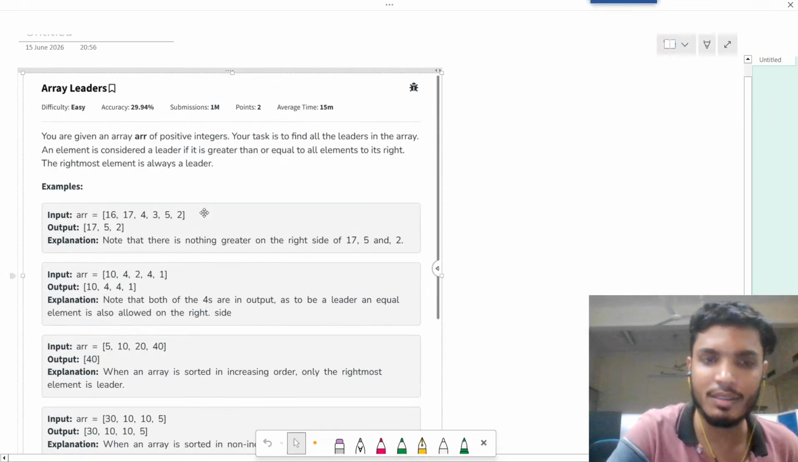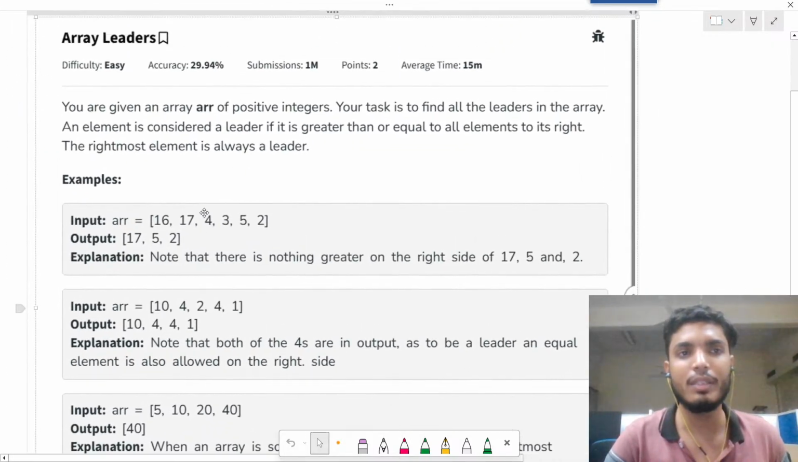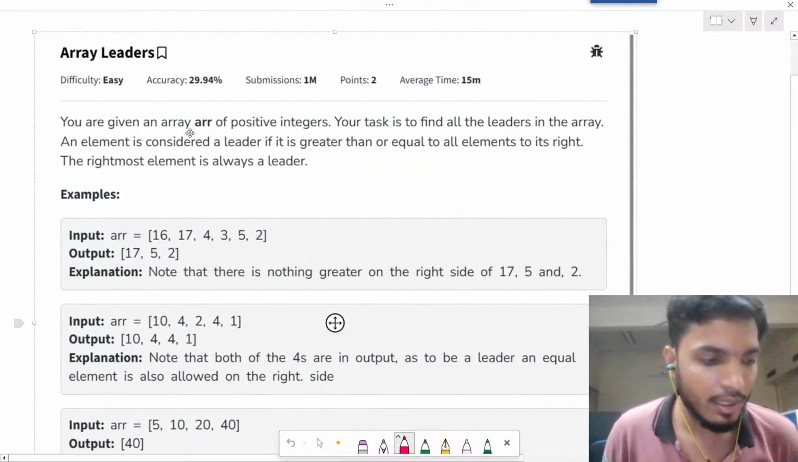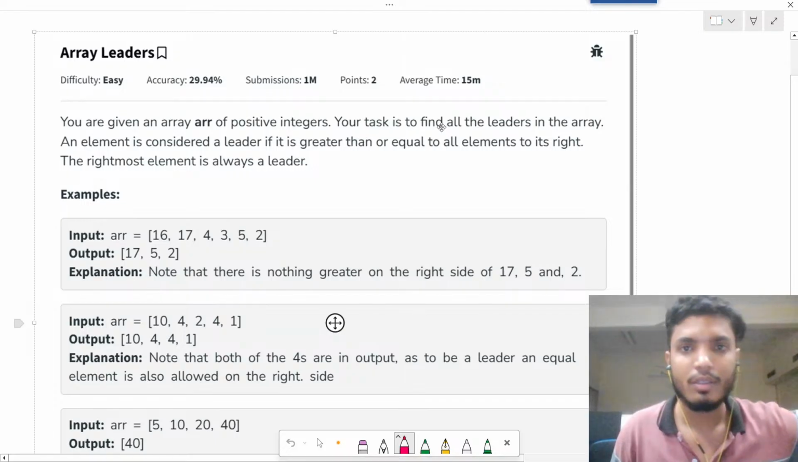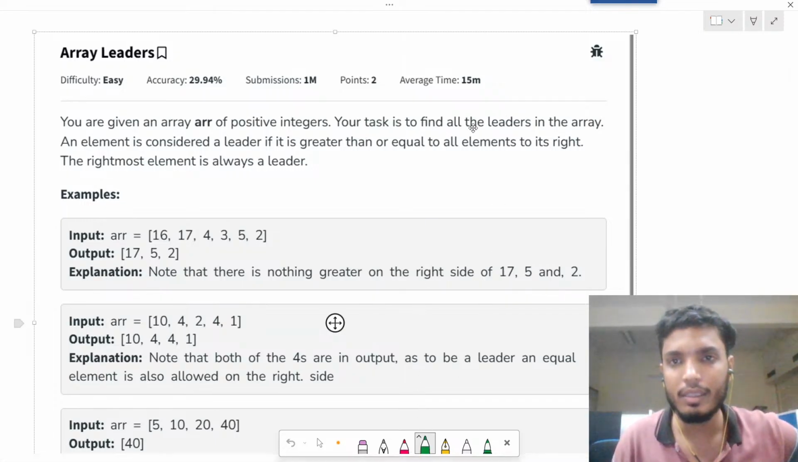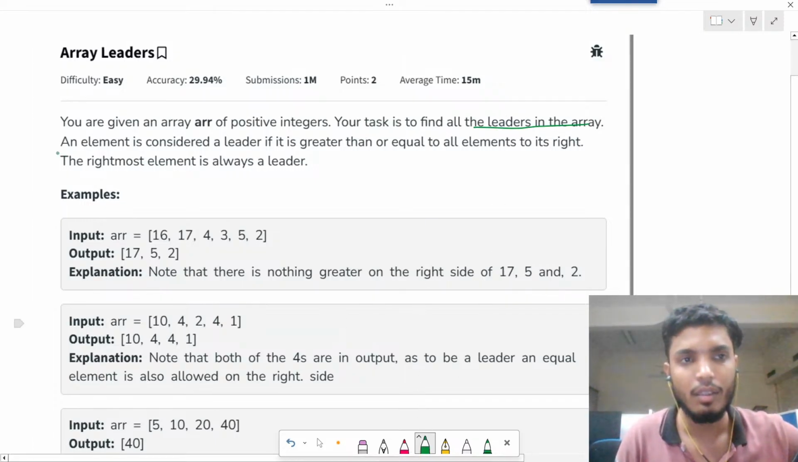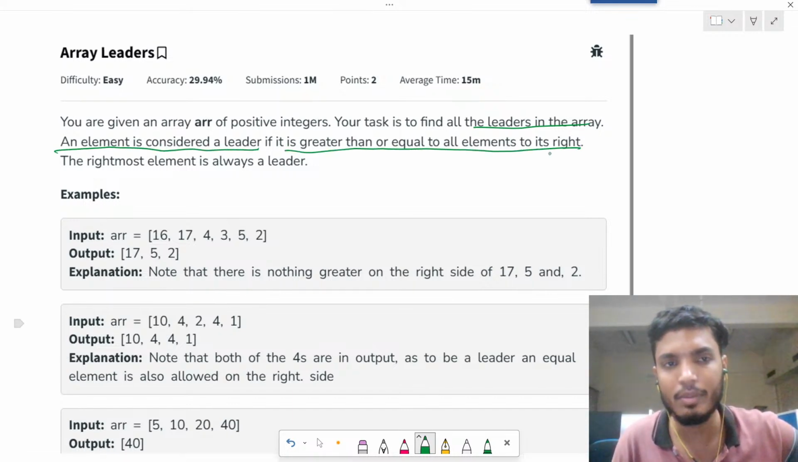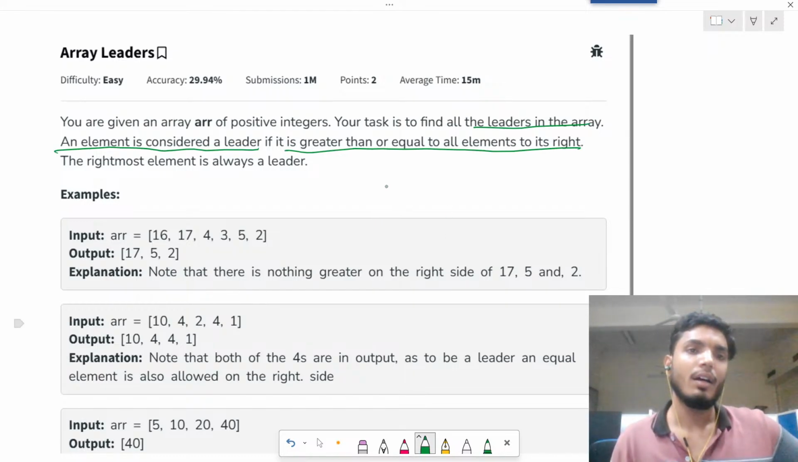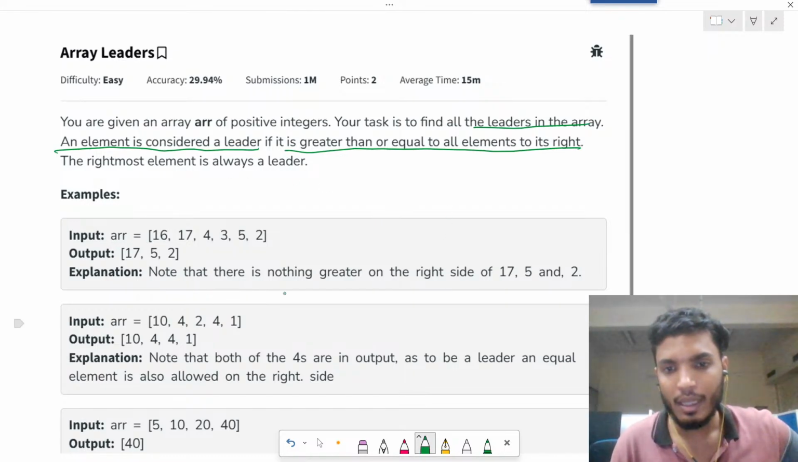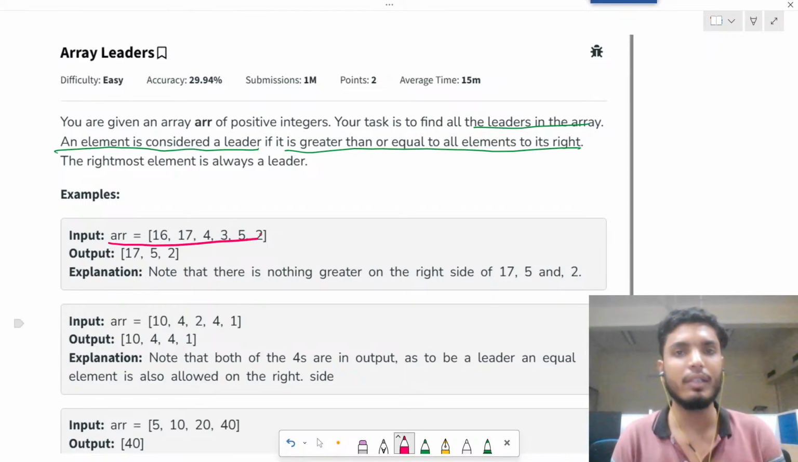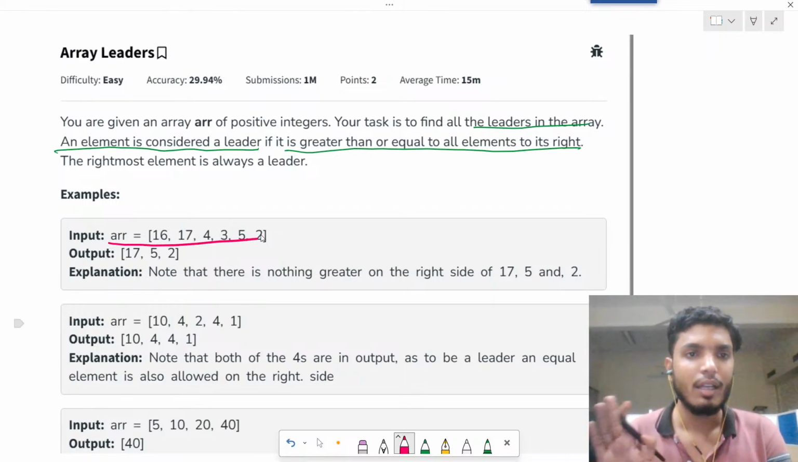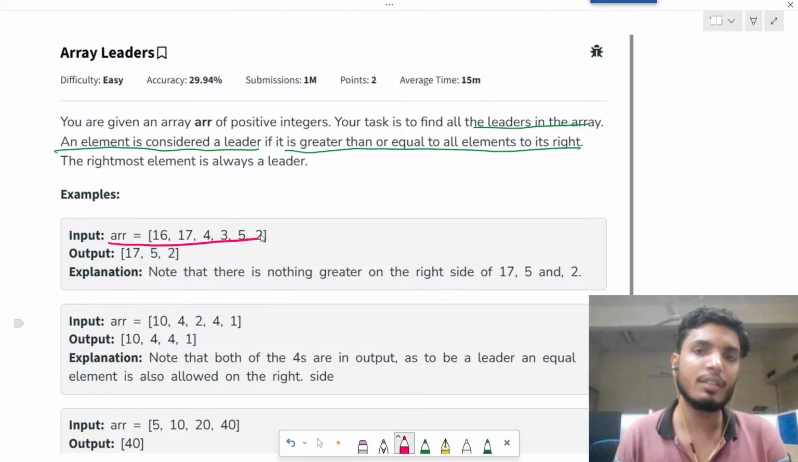This is also very easy, not a difficult question. Let me read it. You are given an array arr of positive integers. Your task is to find all the leaders in the array. An element is considered a leader if it is greater than or equal to all the elements to its right.